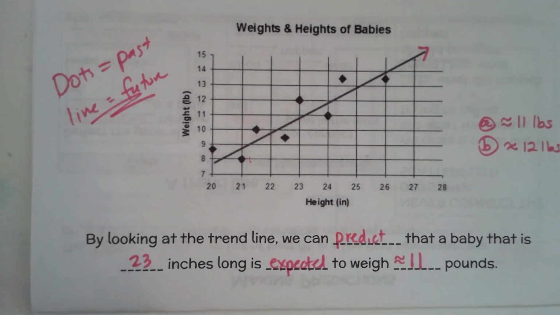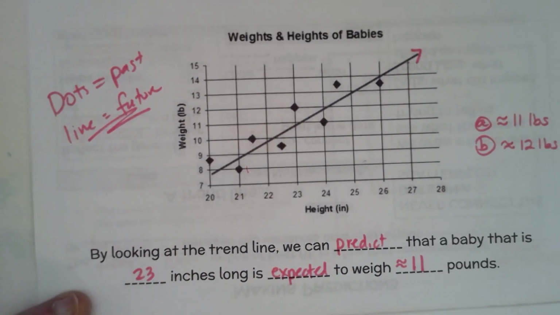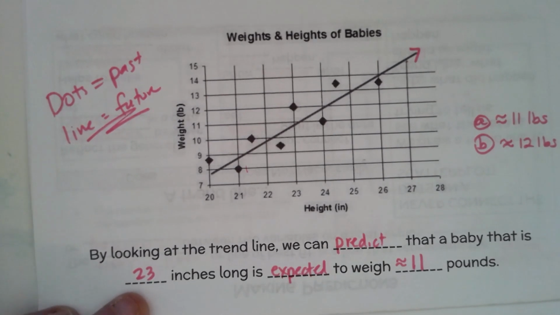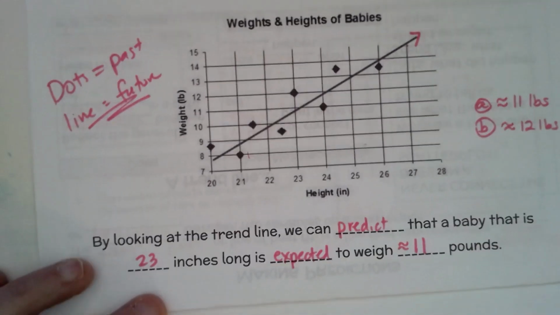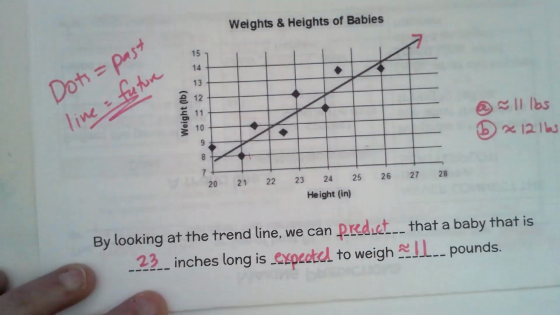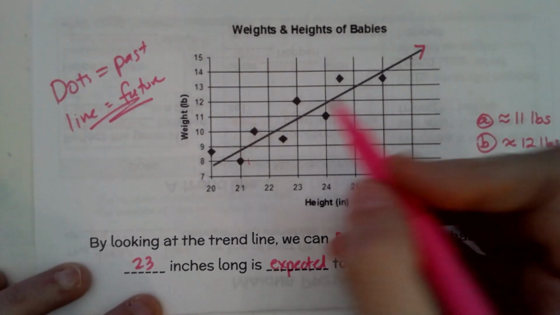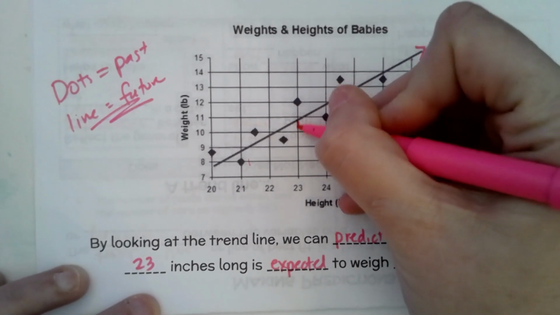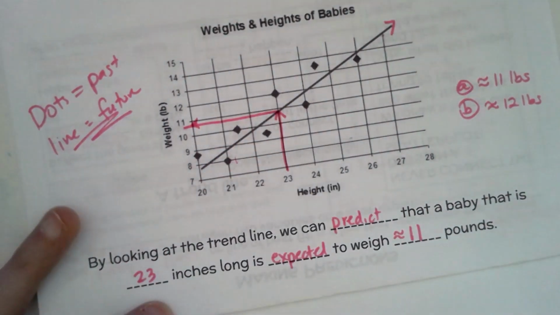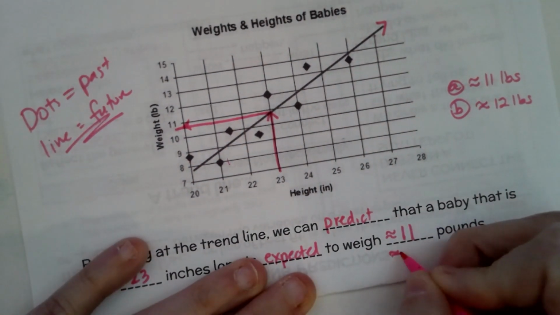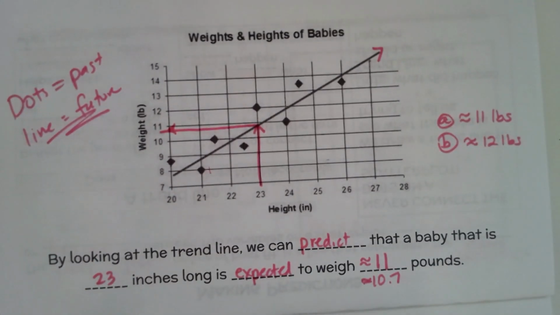Now, they shouldn't be asking me past questions about a scatter plot. But what if they said, was there ever a 23-inch baby that weighed 12 pounds? You would say yes, because look, it's right there. There was a baby. But if I say, what do we think a baby that's 28 inches long is going to weigh? Then we would say 11, because that's about where it goes on the line. And if you said something like 10.7, that's fine too. Is 10.7 about 11? Yeah, it is. Because again, we're estimating.